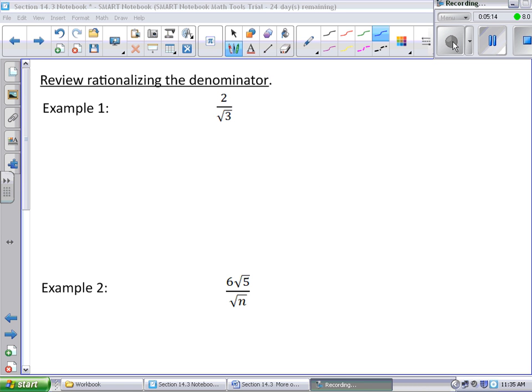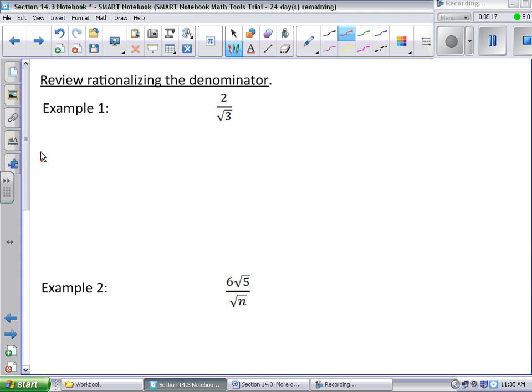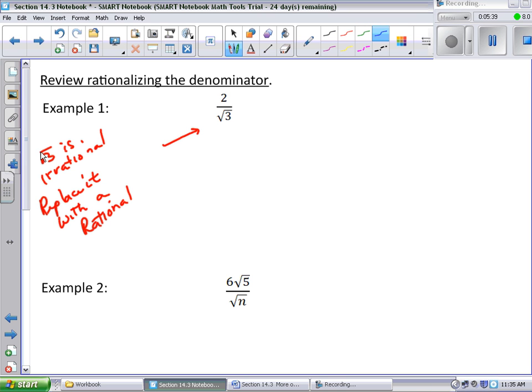Okay, we'll review just a little bit on rationalizing the denominator. Remember, the square root of 3 is irrational, and we want to replace that irrational number with a rational number. We don't want to leave a radical in the denominator. So that radical part is the square root of 3, so I'm going to multiply the top and the bottom, or the numerator and the denominator of that fraction, by that irrational part, the square root of 3. And that would give me 2 square roots of 3. And then we have the square root of 3 times the square root of 3, which is equal to the square root of 9, or just 3.